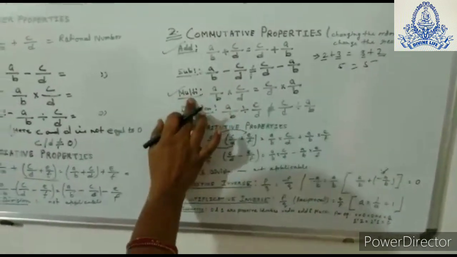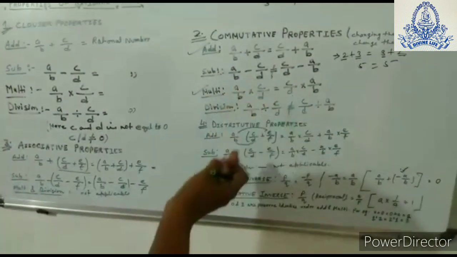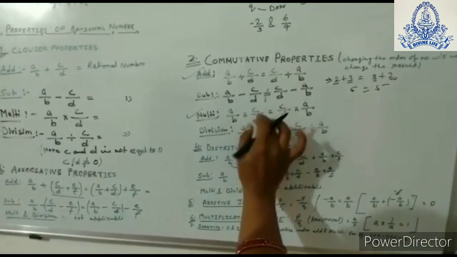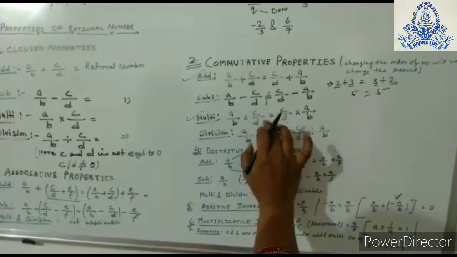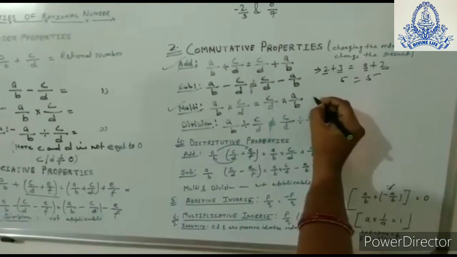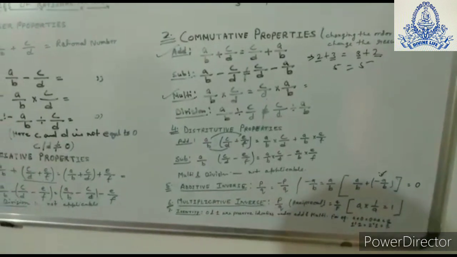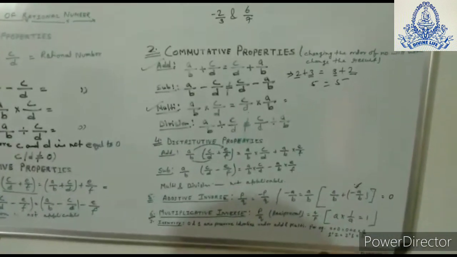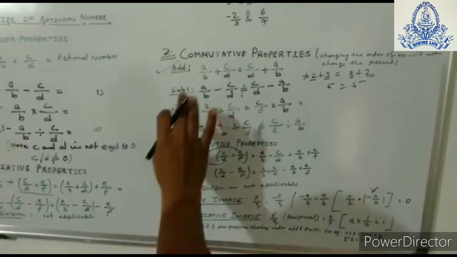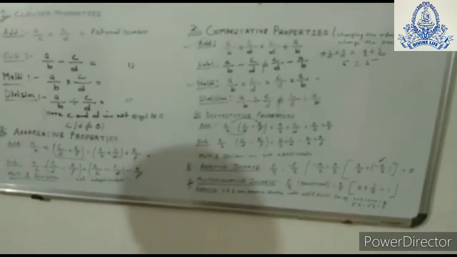Now in multiplication, if we multiply a rational number with another rational number and change the order, we get the same result; the result is not changed. But in subtraction and division, it is not applicable.